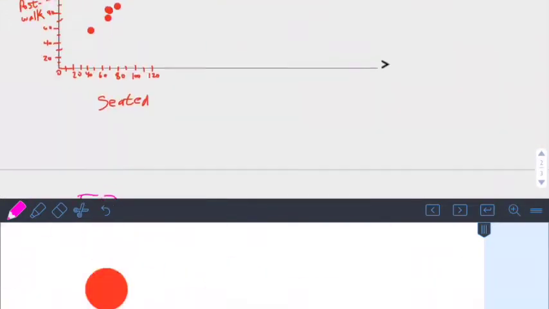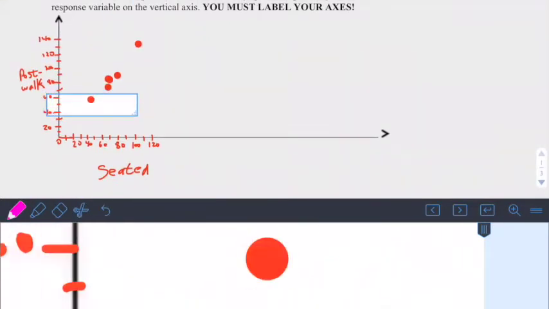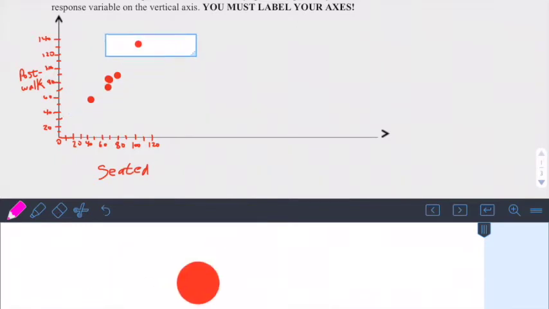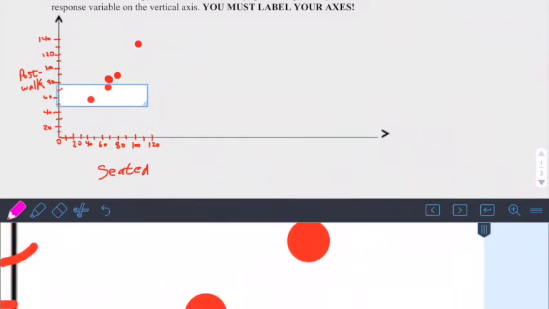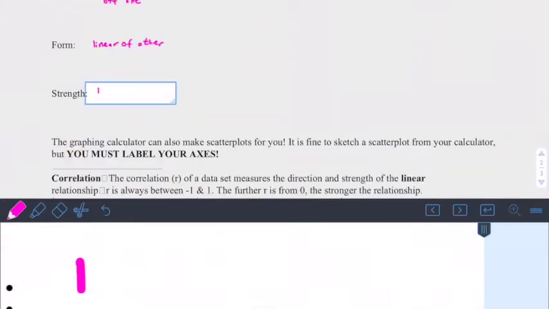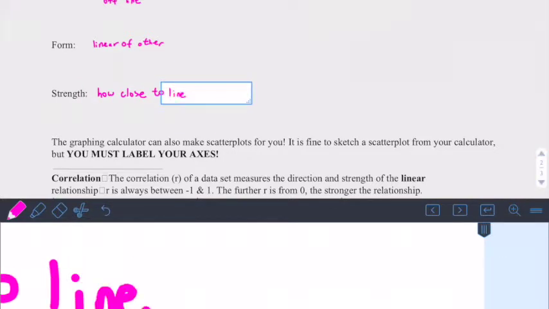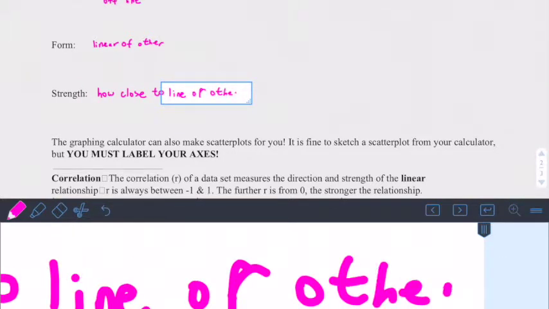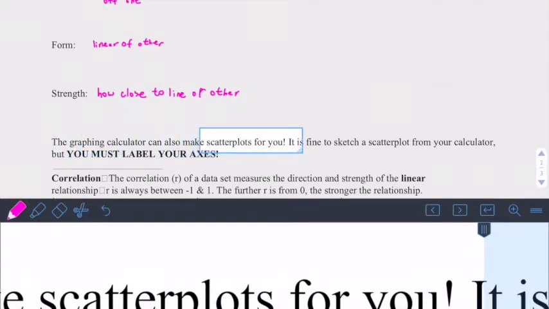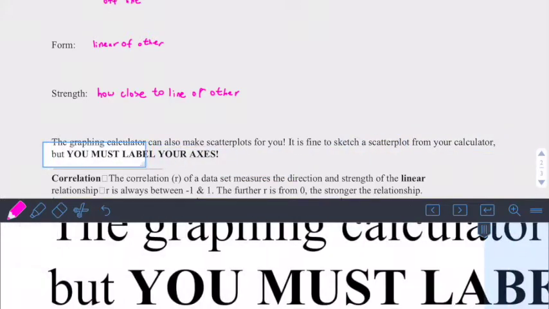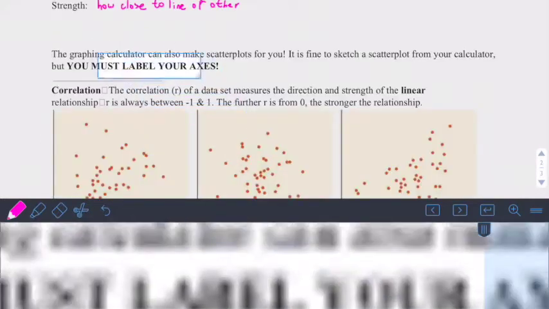And then strength is how close are these points to the line? Well, if I drew a line of best fit, these points are all very, very close. You can definitely tell it's very linear. So this is a very strong correlation. The graphing calculator can also make scatter plots for you. It's fine to sketch the scatter plot from your calculator, but you must label your axes. Okay, we already knew that.